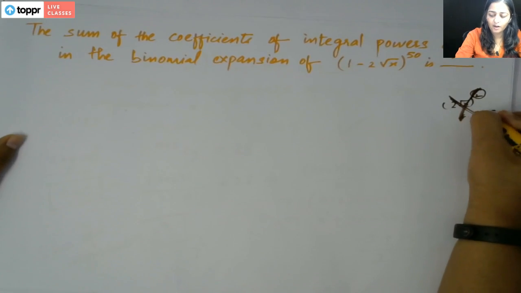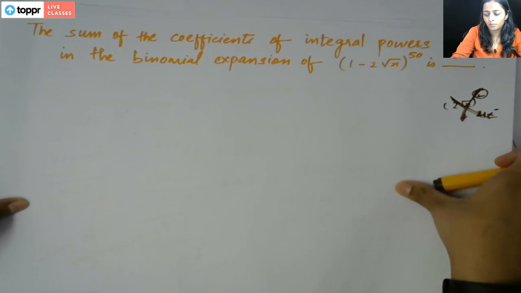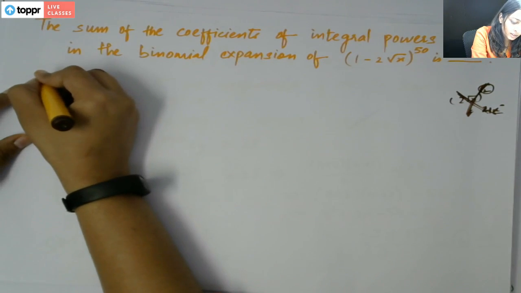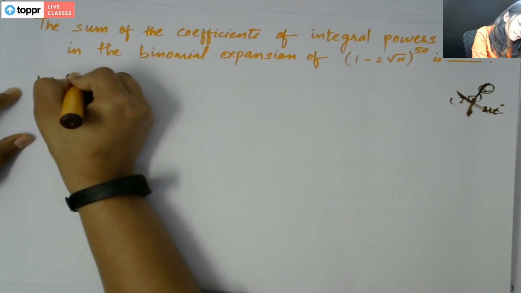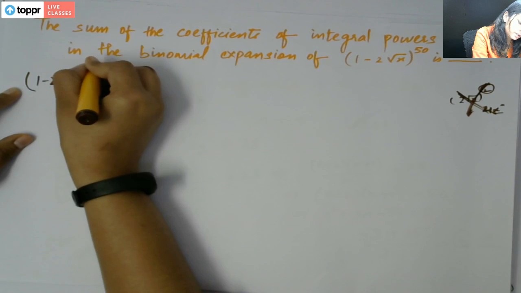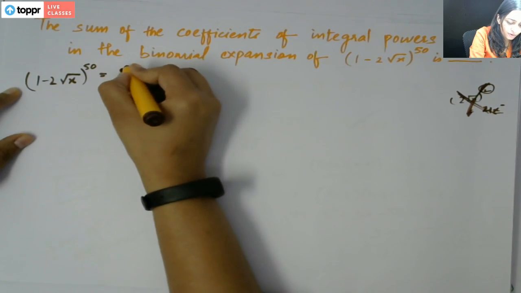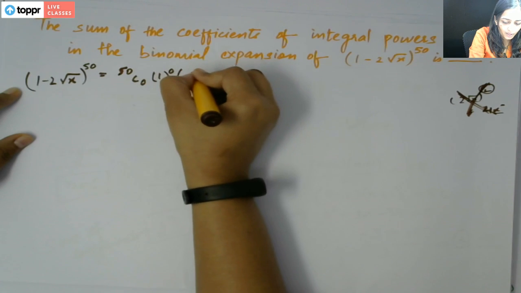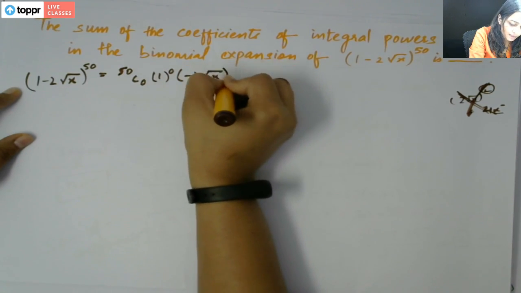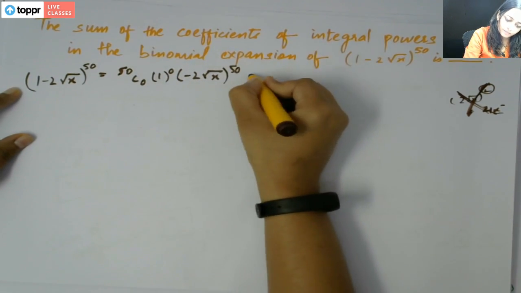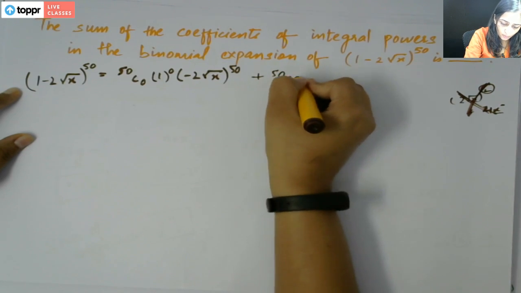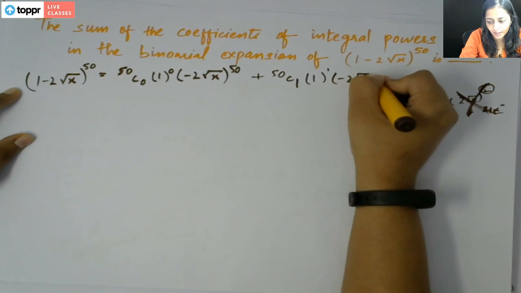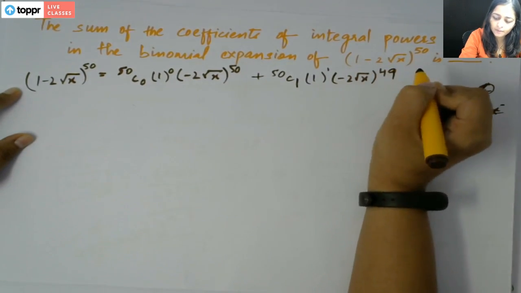Okay, so how will we proceed? First let's expand it. (1 minus 2 under root x) raised to the power 50 will be equal to 50C0 1 raised to the power 0 (minus 2 under root x) raised to the power 50, plus 50C1 1 raised to the power 1 (minus 2 under root x) raised to the power 49.